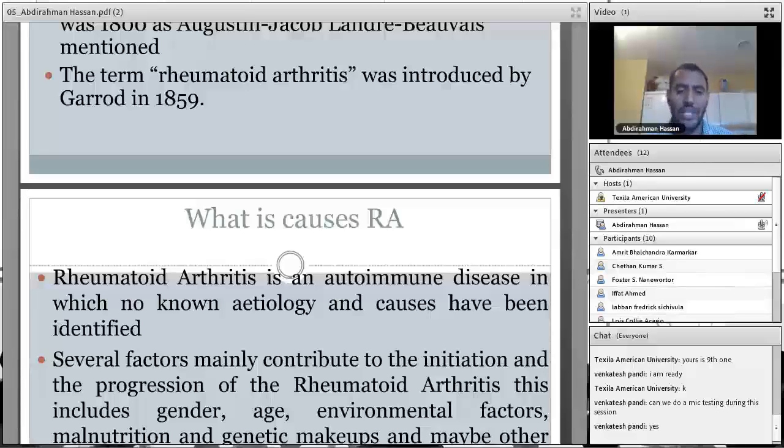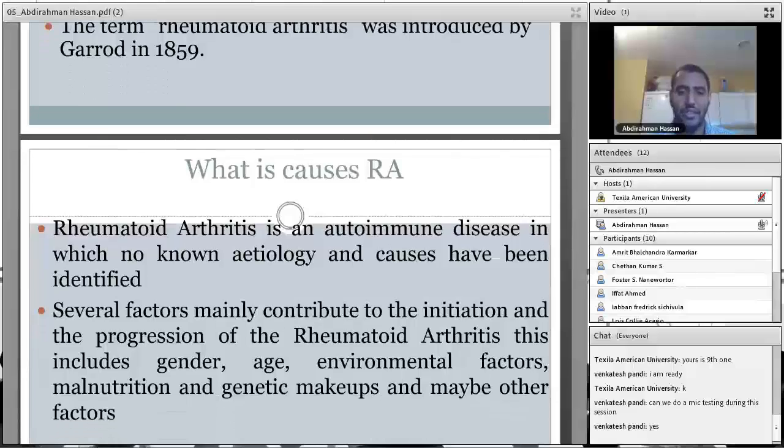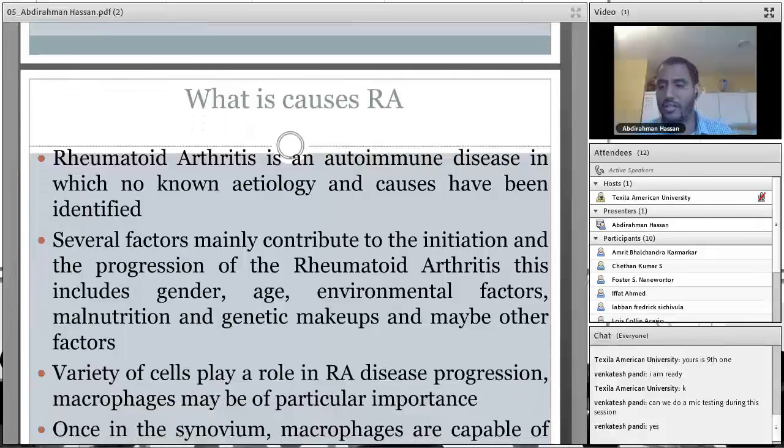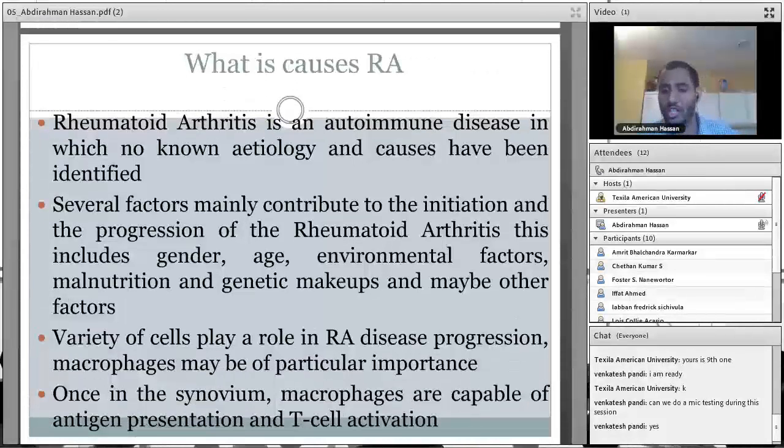So the question is, what are the causes of rheumatoid arthritis? Rheumatoid arthritis is an autoimmune disease, as we said, but it has no etiology or causes known so far. Nobody knows what the causes of the autoimmune disease are. Several factors may contribute to the initiation and the progression of rheumatoid arthritis. This may include gender or age, environmental factors, malnutrition, genetic makeup, and maybe other factors.